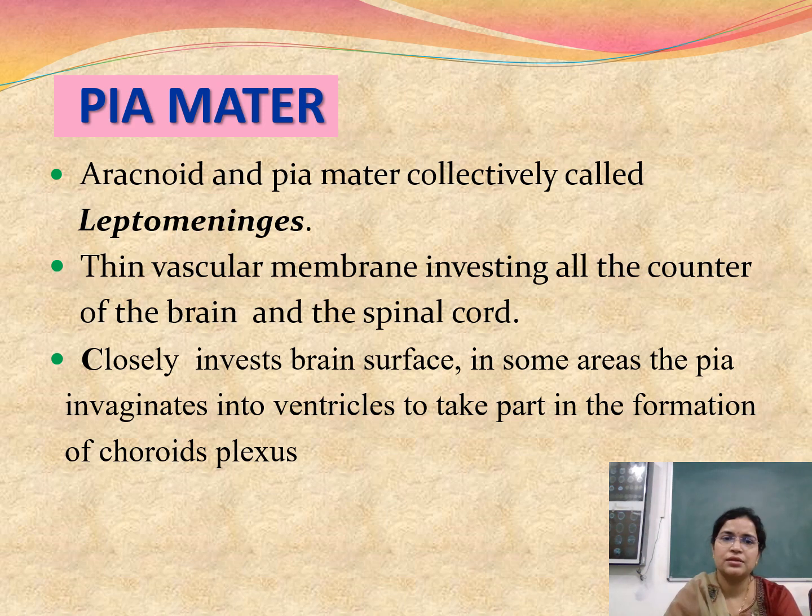The arachnoid and the pia mater are collectively called the leptomeninges. The pia mater is a thin vascular membrane investing all the contours of the brain and the spinal cord. It closely invests the brain surface, and in some areas the pia mater invaginates into the ventricles to take part in the formation of the choroid plexus.